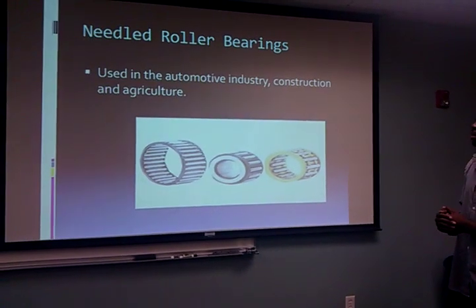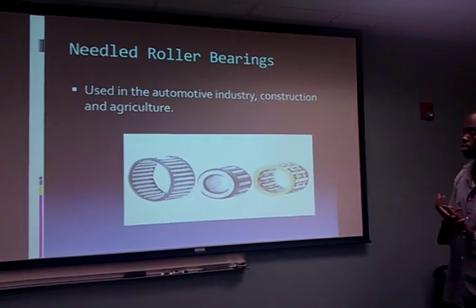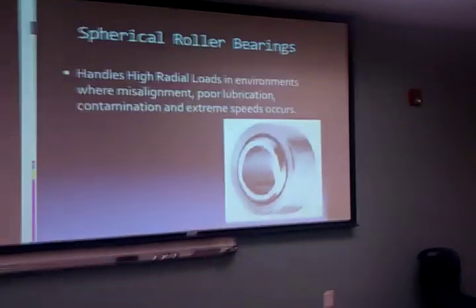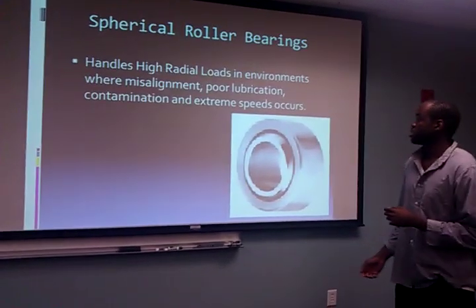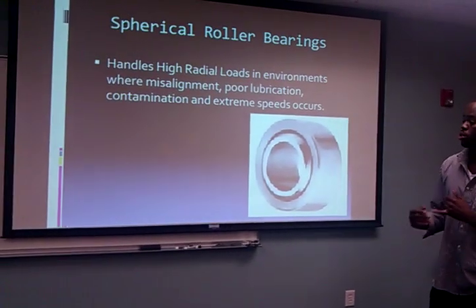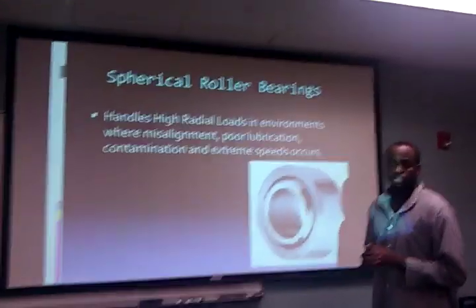These are the needle roller bearings used in the automotive industry, construction, and agriculture industry. And this is the spherical roller bearing. It handles high radial loads in environments where misalignment, poor lubrication, contamination, and extreme speed occur.